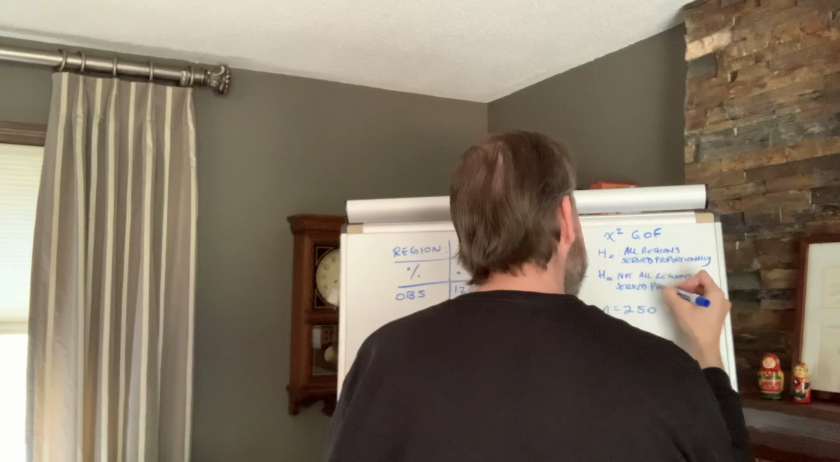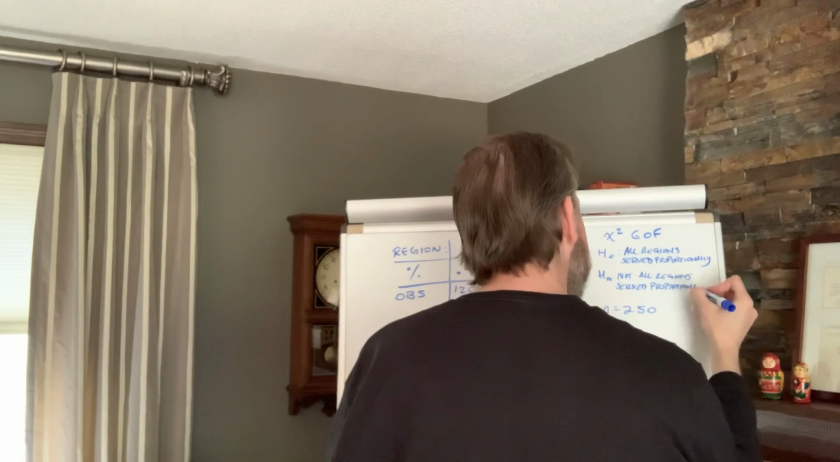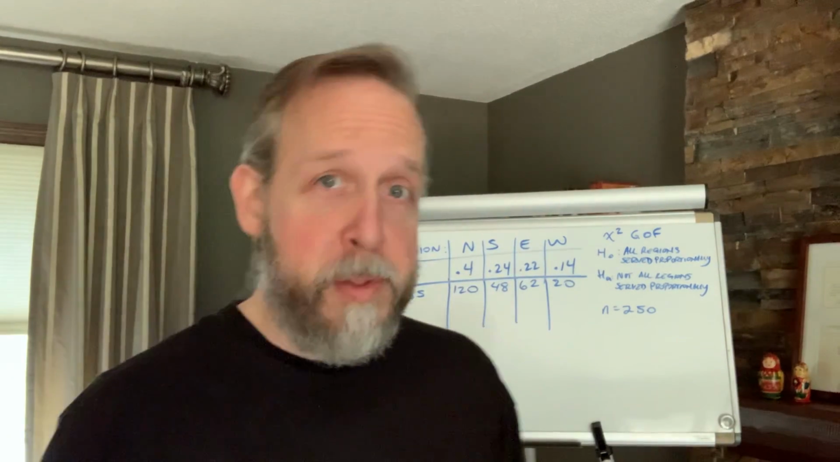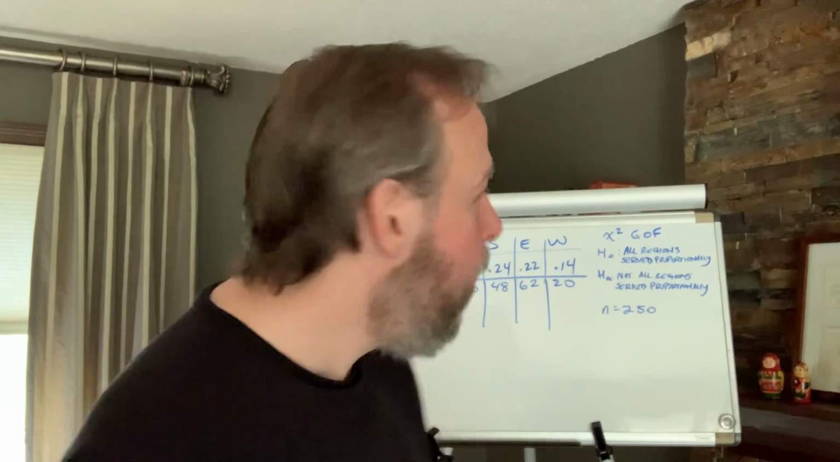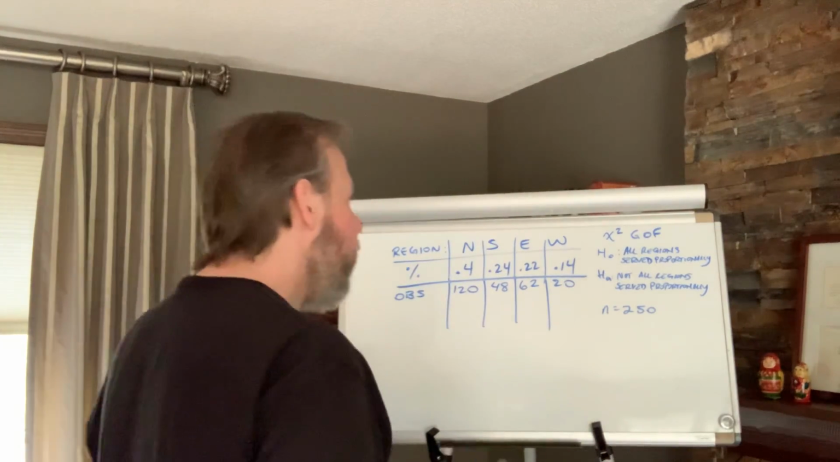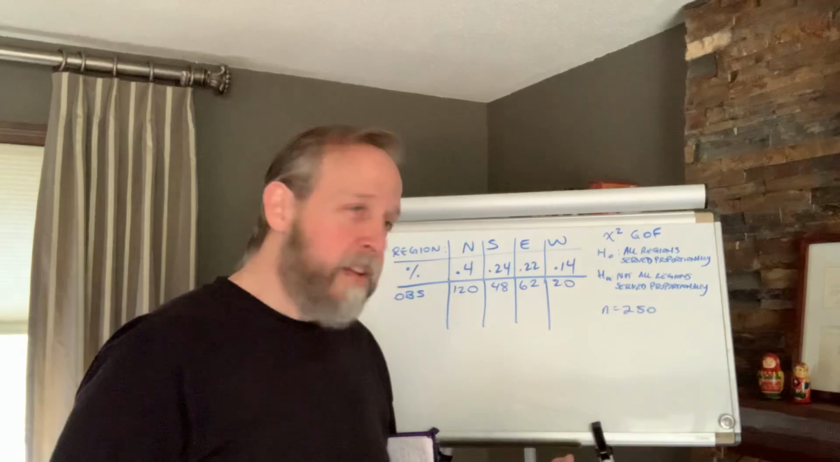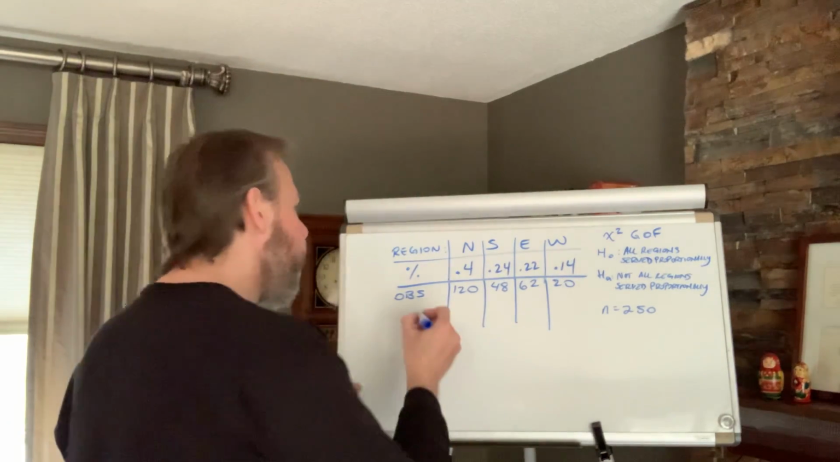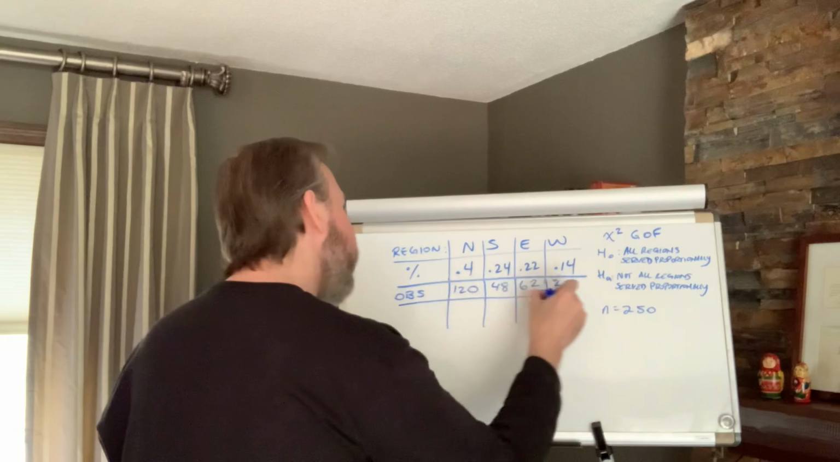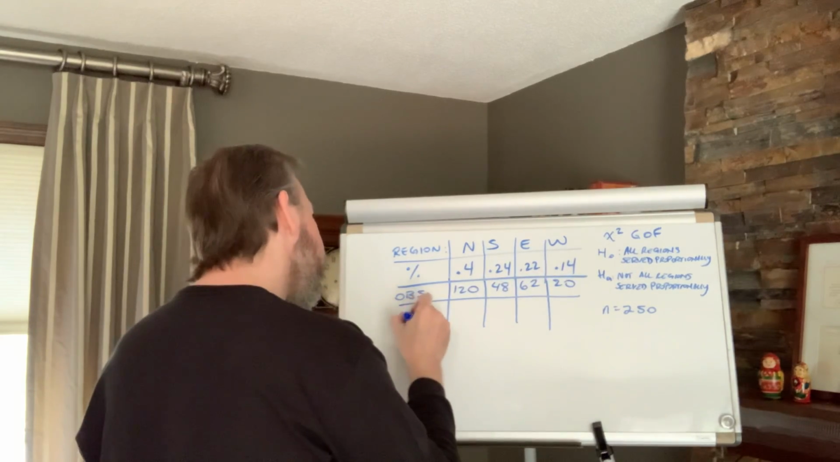And if it turns out that they're not, we can say specifically where we would think a new store should be open. That was the overall question, is should they open a new store, and if so, where? All right, I have my null and my alternate. I understand it's a goodness of fit test. There were 250 people that were surveyed, and I have the breakdown of where they're from. But now the question is, what did I expect to see?